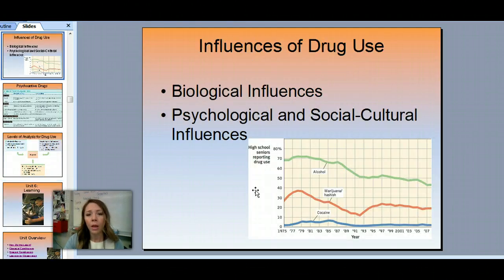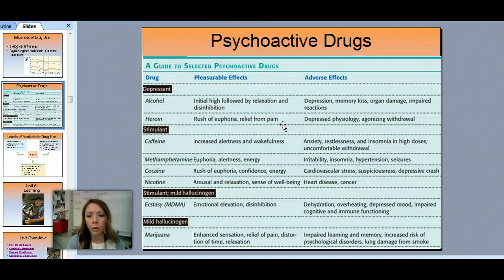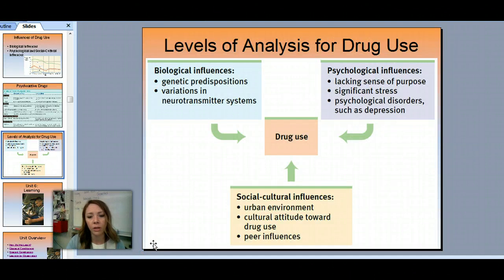The influence then of drug use, remember we talked about there's some biological influences, also social and cultural. Here's a chart. It's also in your book if you want to go back through. So depressants: alcohol, heroin is an opiate, right? It's a pain reducer. Stimulants, and then a mild hallucinogen, acid, LSD, marijuana. Here's the level of analysis, looking at drug use, how all these things influence how you use drugs. Again, drugs can be something like nicotine and caffeine. So drug doesn't always mean bad, it just means it alters your state of consciousness.